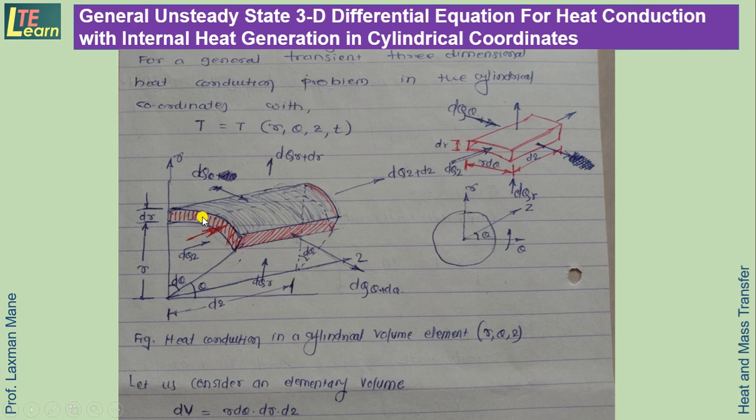So what will be the area of this element? r d theta is the length, multiplied by dr. This is the elemental area. And what will the volume be? The area multiplied by the third side. So dV will be r d theta dr dz. This is the elementary volume of the cylindrical element.